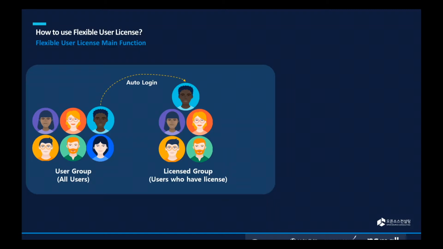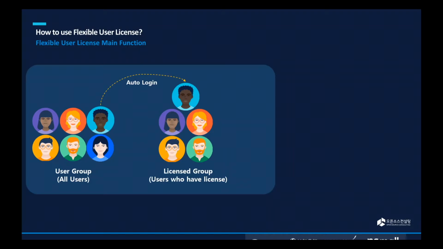Secondly, let's see how the license auto-remove function works. Since this function removes licenses automatically, it works based on the licensed group. Simply put, the app automatically removes licenses of users who have not logged into the product for a long time.